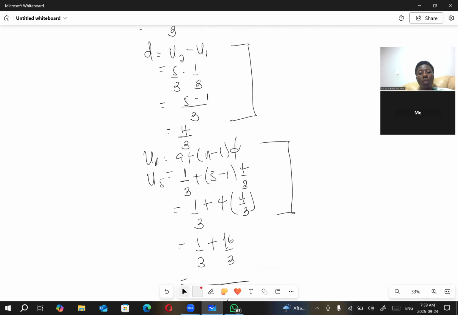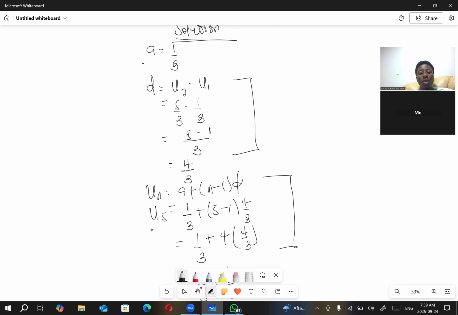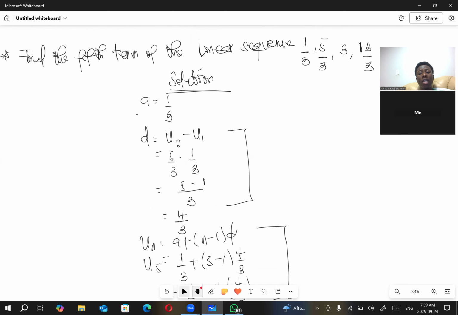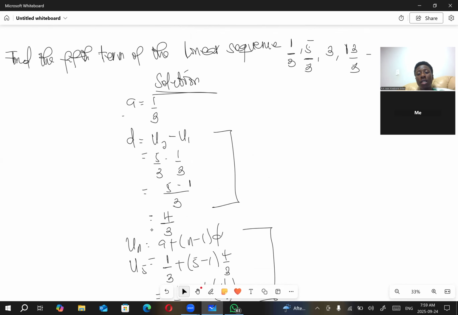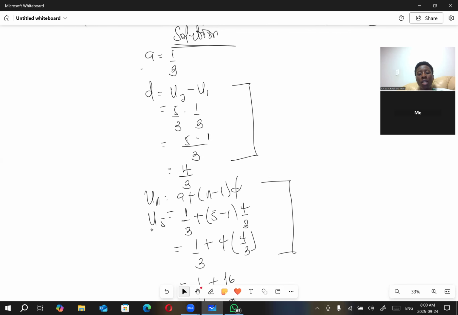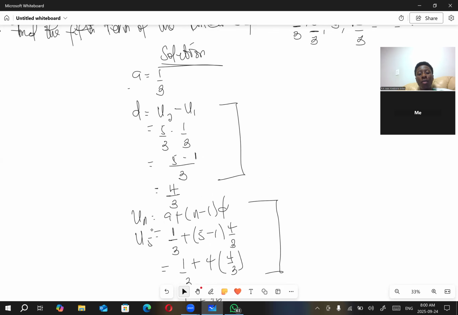So now they said we should find the fifth term. The fifth term is given by the formula a plus n minus 1 d. This formula was given yesterday, which you know. Now, U5 will be, A is what? Yesterday I said wherever you see A means first term. In the sequence, the first term is 1 over 3. So that's what you see there. Plus n. In the formula, n is, of course, the fifth term. So n will be 5 minus 1. D there is the common difference, which we just found out, 4 over 3. Let me know if you understand that step.